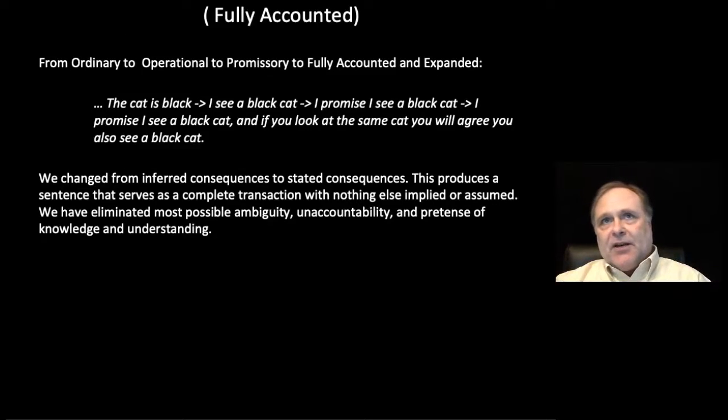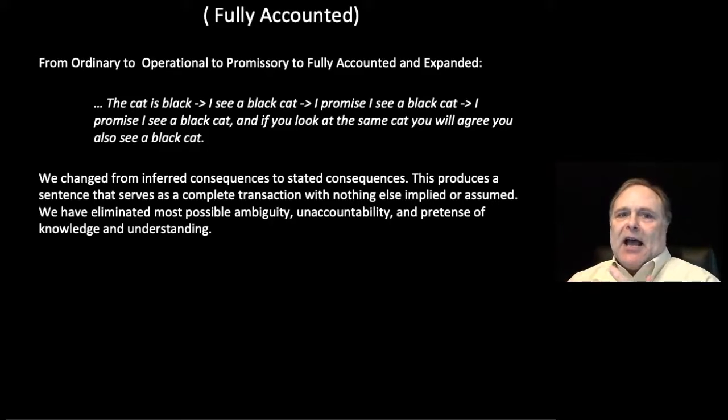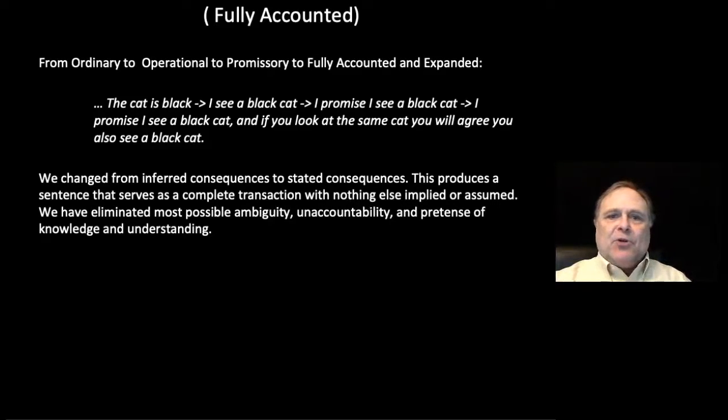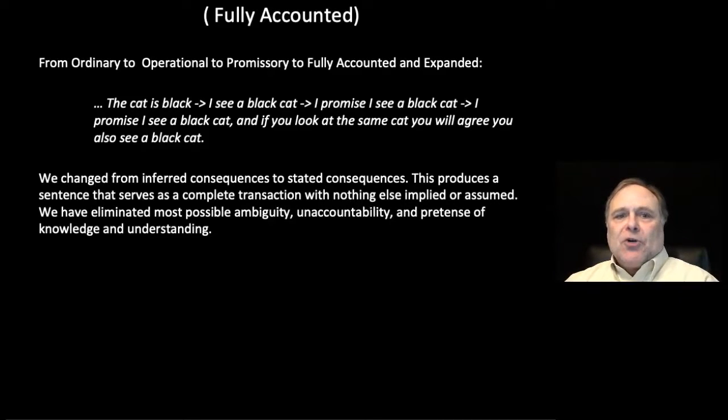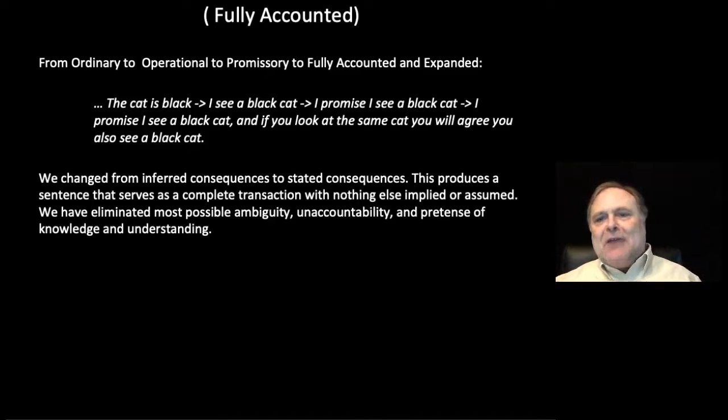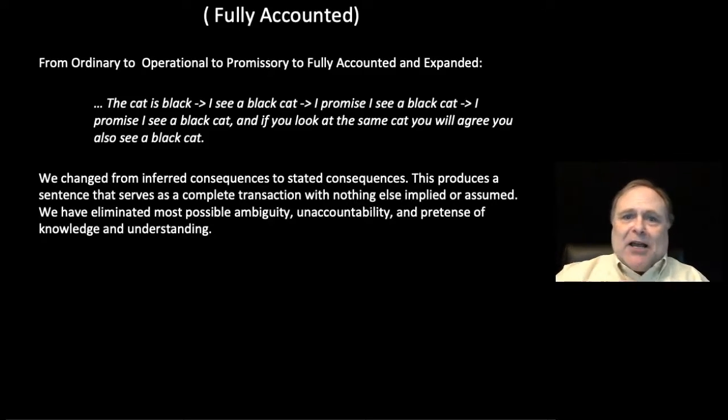And then we get into fully accounted, the next step, which is: the cat is black. I see a black cat. I promise I see a black cat. I promise to see a black cat, and if you look at this same cat, you will agree you also see a black cat. Now, I use this simple and absurd statement to show what's implied in the full transaction for meaning. The cat's black. Well, what I really mean is that long sentence.